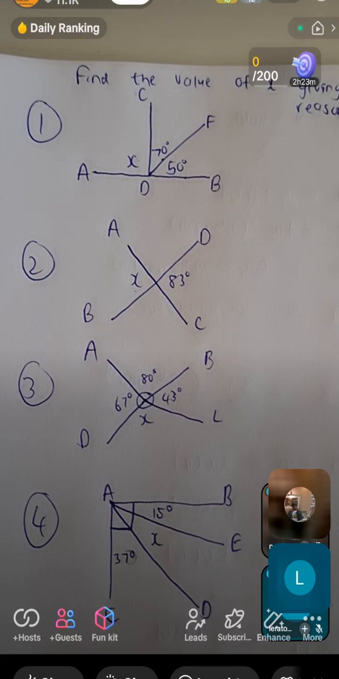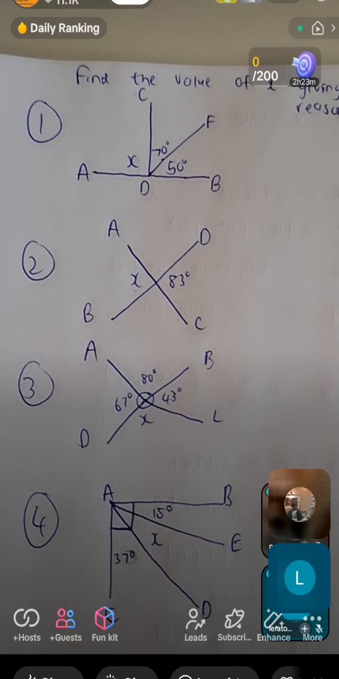So remember, the thing about vertically opposite angles is that they are actually equal. But in this case, these two angles, 67 and 43, are not equal. So we cannot refer to them as vertically opposite angles. In the same way, your AD and your X are not vertically opposite angles.